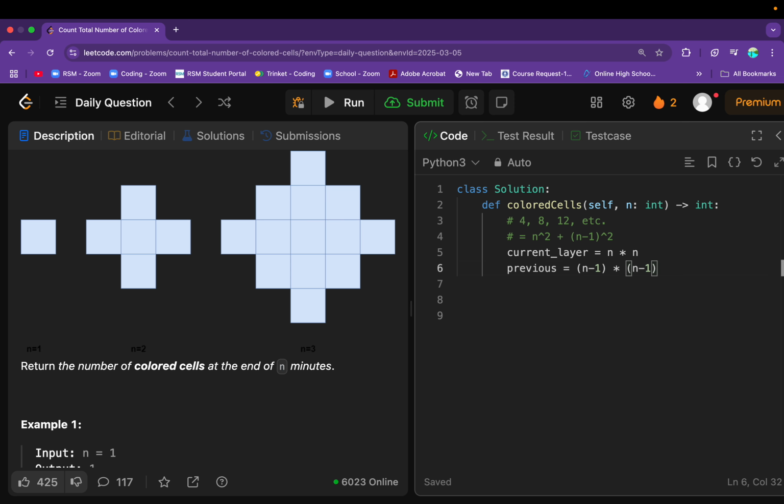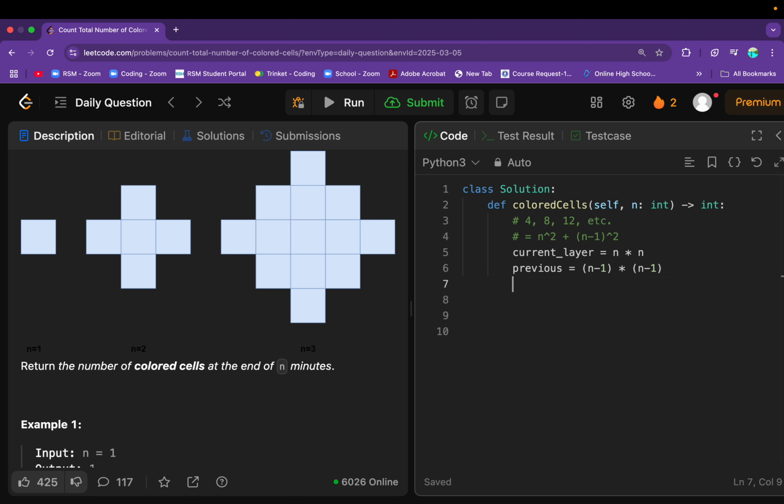Either one really works, right? This is basically the number of cells in all the previous layers combined, not including the current layer or current minute that we're painting. That would be n minus 1 squared, and we're storing it in this corresponding variable. Now, what does the problem statement literally tell us to do? Well, it tells us that it's going to be this n squared, basically the current layer's number of blue colored cells, plus the previous layers' blue colored cells. And so we want to return the sum.